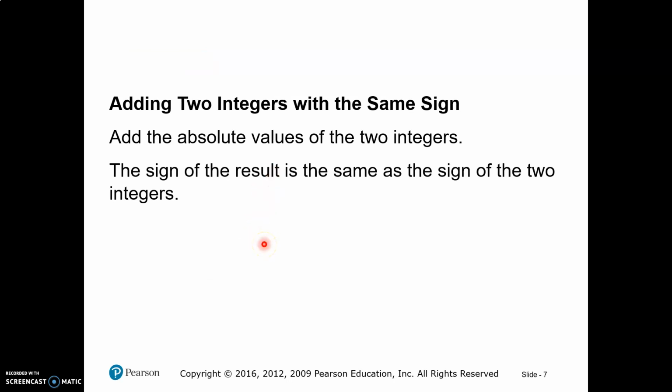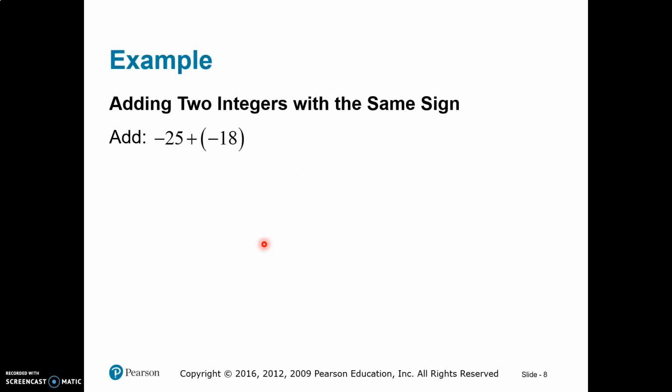Now let's add two integers with the same sign. Once again, we take the absolute values of the two integers and we keep the sign. So for example, negative 25 plus negative 18. We take the absolute value of negative 25, which is 25, and the absolute value of negative 18, which is 18. We add the two together and we keep the sign.